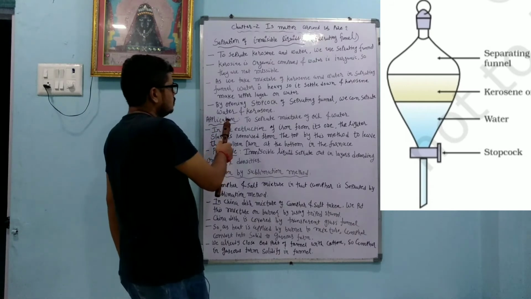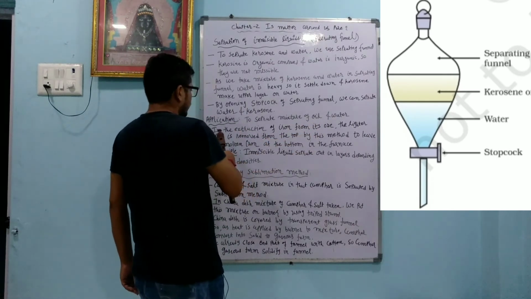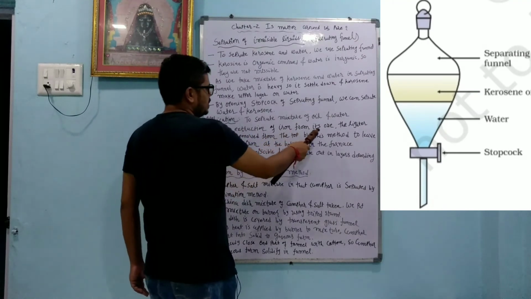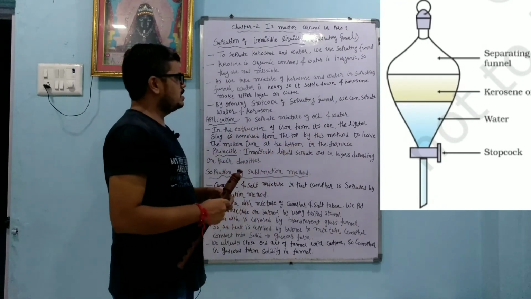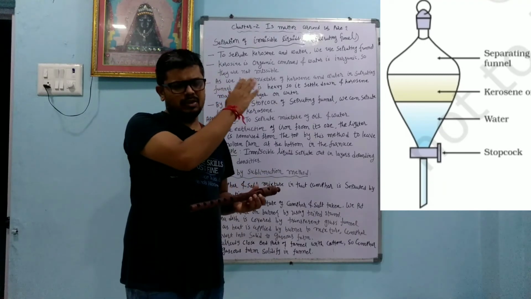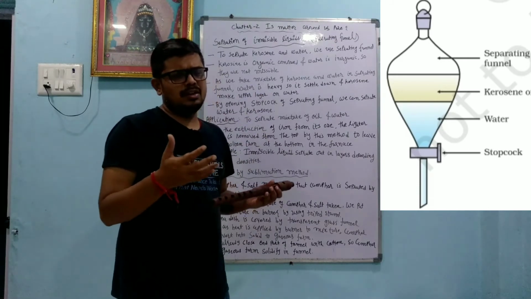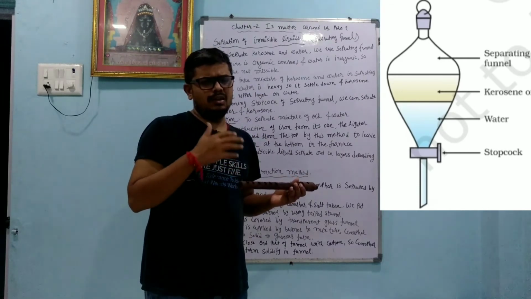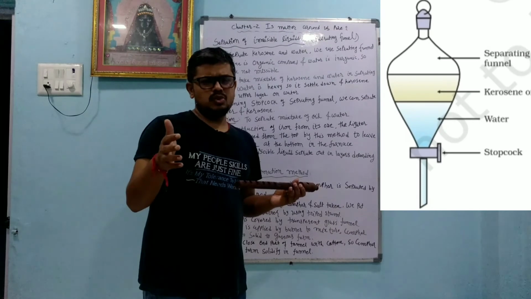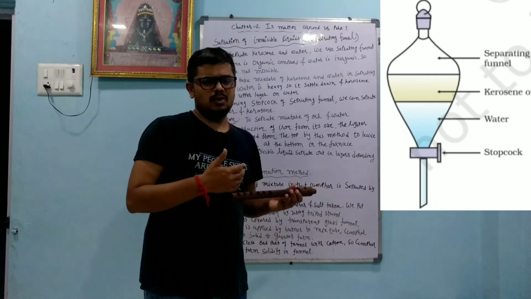Application. To separate the mixture of oil and water, and in the extraction of iron from its ore. The first application is that we can separate the oil and water. Not only can we separate kerosene and water. Many times, dear students, a steamer carries so much oil and it spreads in the ocean. In that case also we use the same technique to separate the oil from the water.